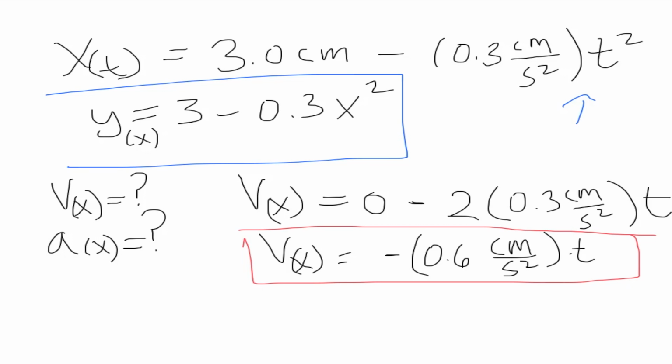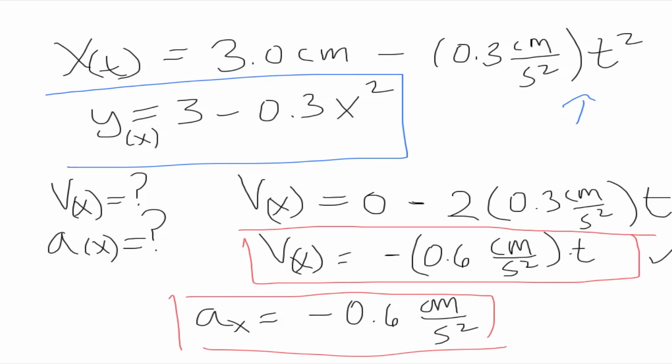The second part asks for the acceleration, which is simply the second derivative of displacement, or the derivative of velocity. So we can obtain the derivative of this factor, which is negative 0.6 centimeters per second squared. So what happened is, because we had a constant times a variable, all you get is a constant. In other words, this time becomes 1.